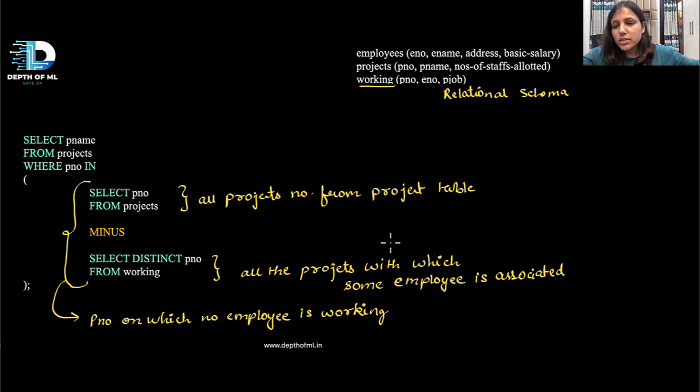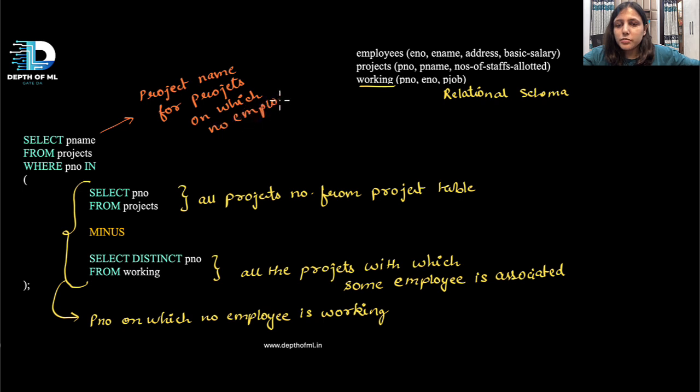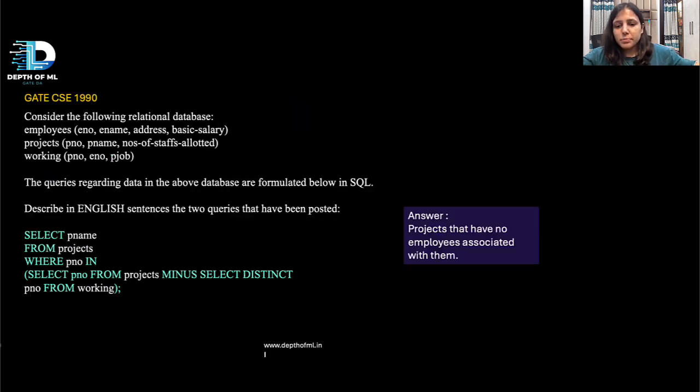Now for those projects you are finding the project name, right? So what is this doing? This is finding the project name for projects on which no employee is working. Fine. So this is simple. So the answer is projects that have no employee associated with them. Okay, so this is the question from GATE CSE 1990.